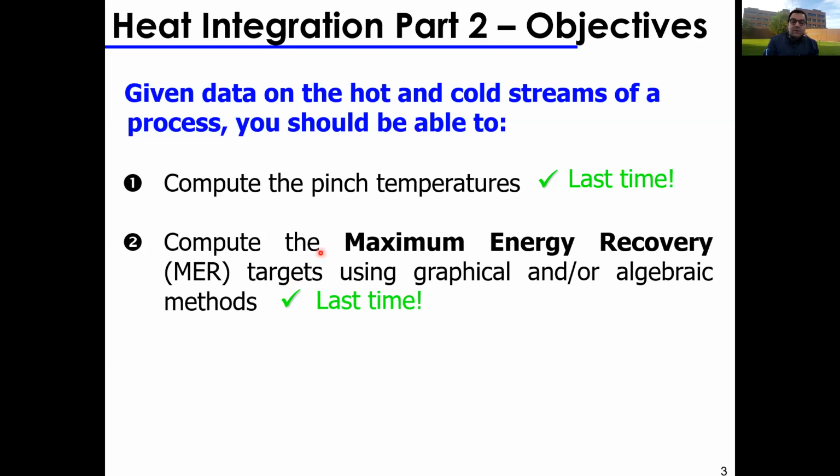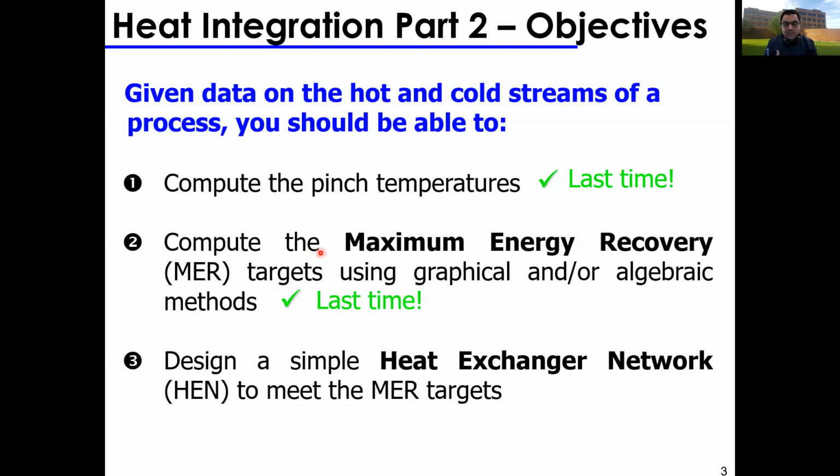So what are we going to do this week? Now I give you a bunch of hot and cold streams. You got the pinch temperature, you got the maximum energy recovery requirements. So let's translate this information into a heat exchange network, right? How do we use this information to make a decision on which hot stream to connect to which cold stream, and where do we make these connections? Do we make them above the pinch, below the pinch? All of this stuff. This is what we're going to cover this week.